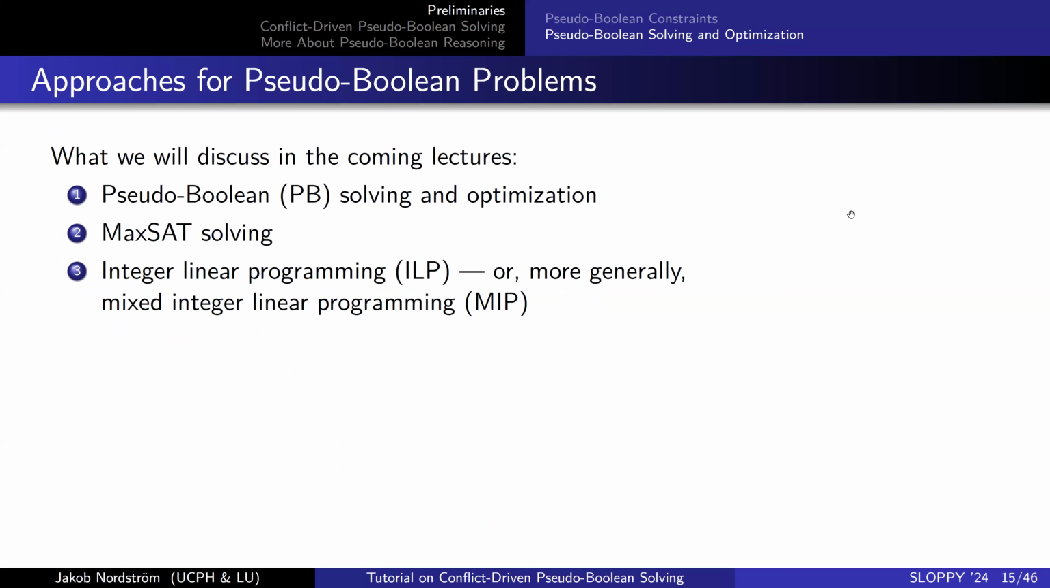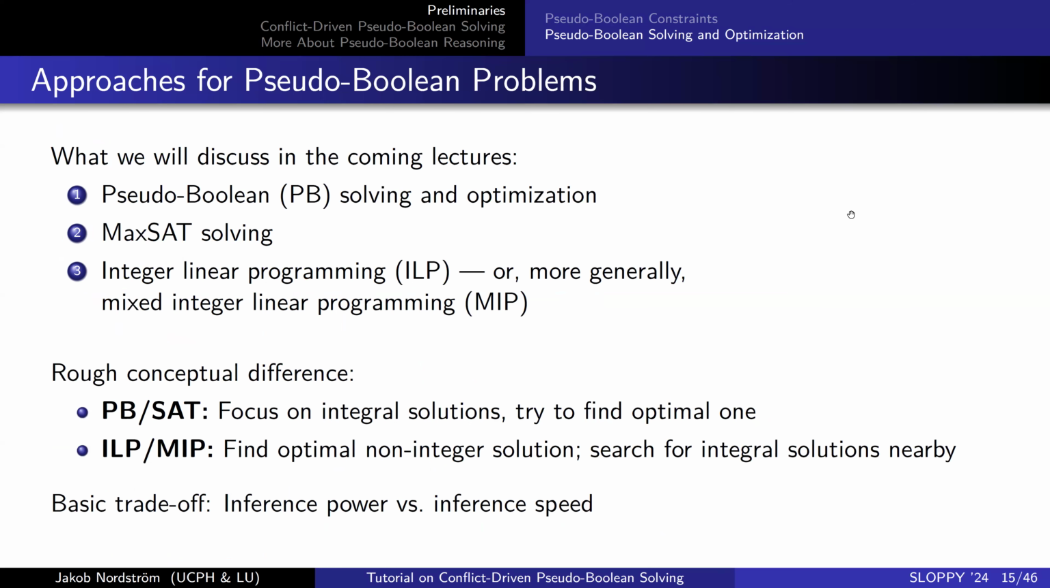So that's what we're going to talk about. This tutorial is about pseudo-Boolean solving, the decision problem. And then we'll go on to talk about MaxSAT solving, or more general optimization problems. And we'll also talk a little bit about mixed integer linear programming. And a little bit of a spoiler alert, we'll see this more in the final lecture.